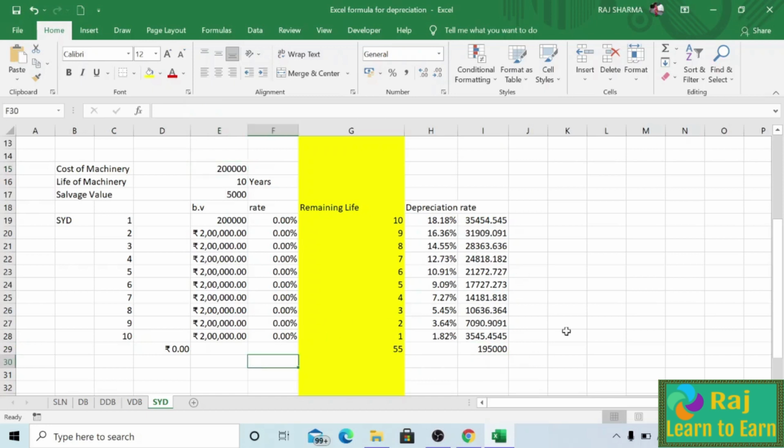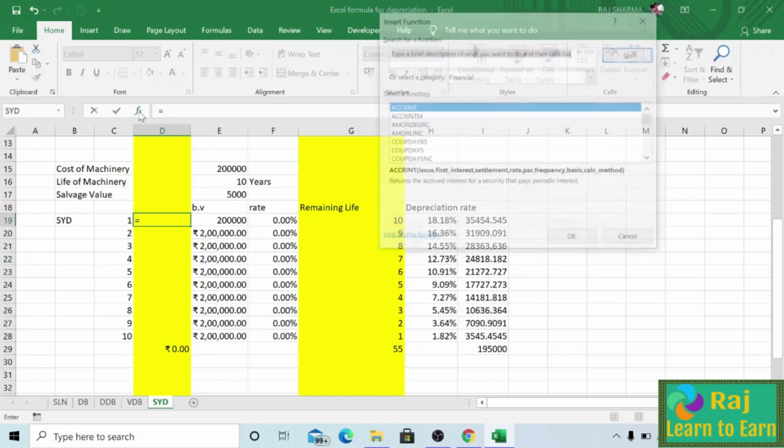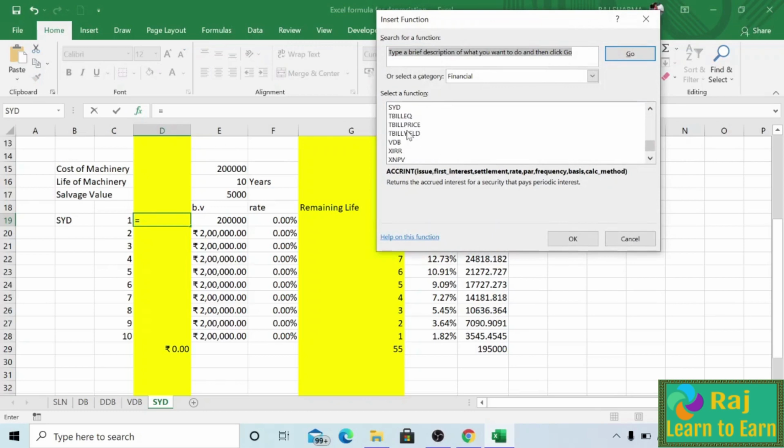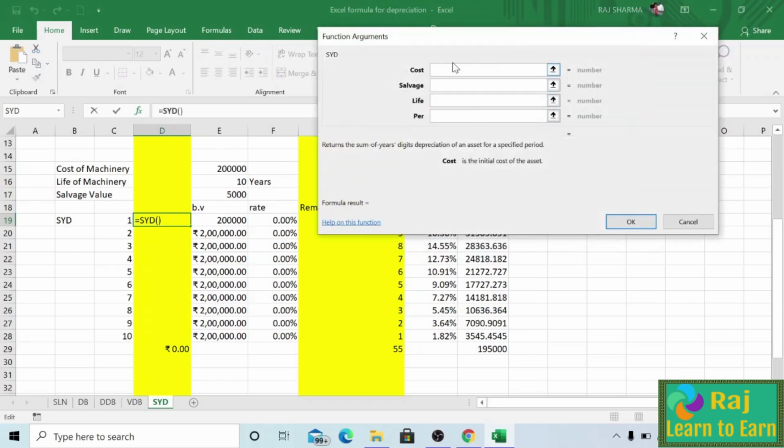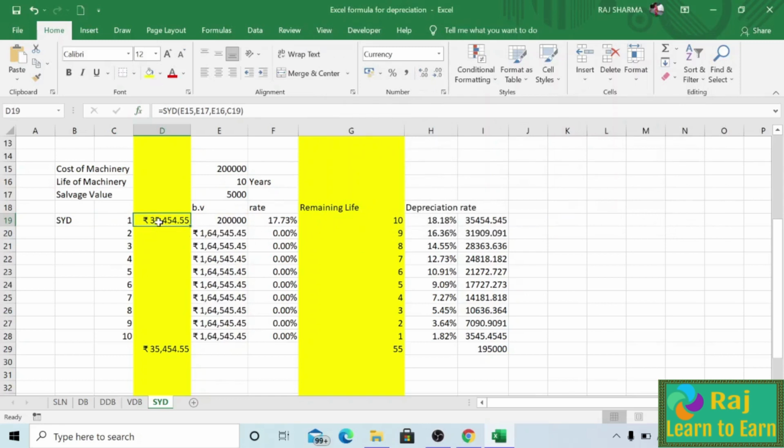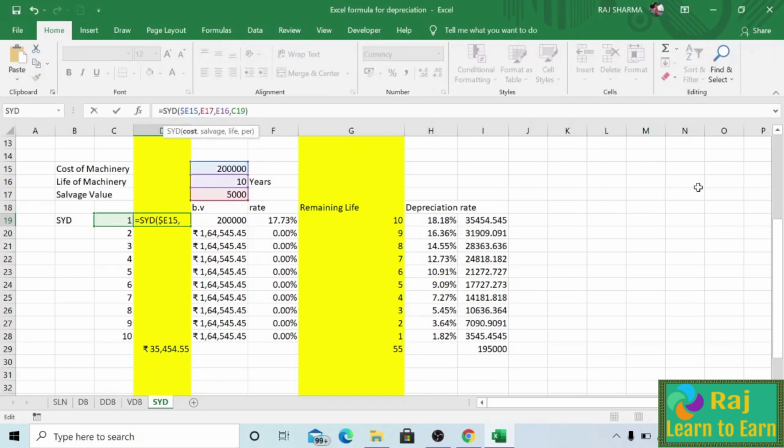Now the same thing we will calculate by using the SYD formula. So now please focus on this row, this column. For the first year, let us go to the insert tab and choose the formula SYD. The cost of machinery is 2 lakhs, salvage value is 5,000, life is 10 years, and period is first year, 1, and press OK. So first year depreciation is 35,454. Now we will work out the other periods also. So let me put the dollar sign for those figures which are going to remain constant.